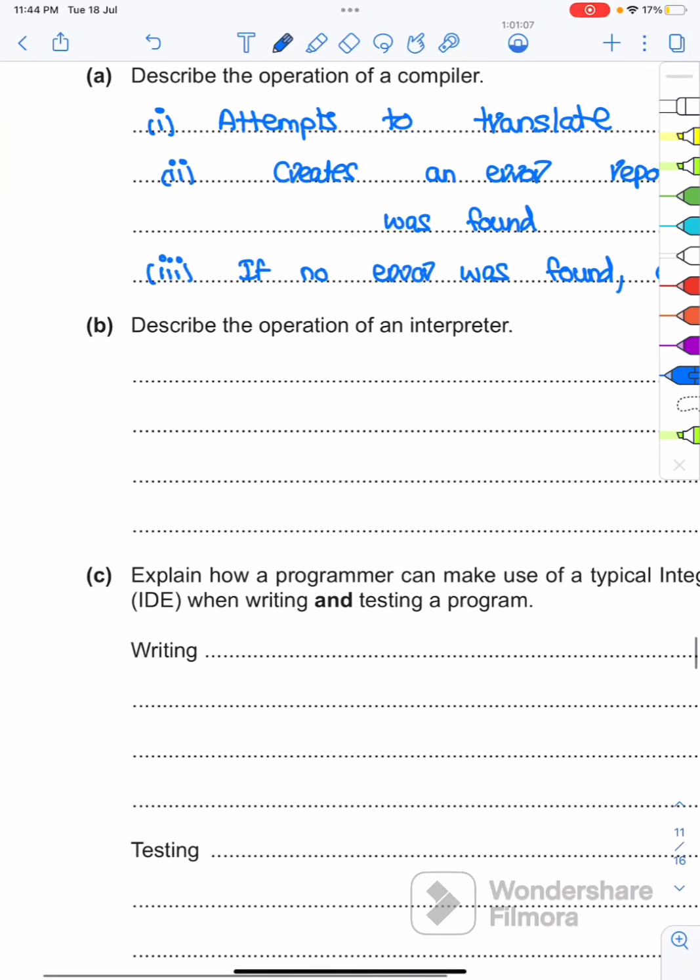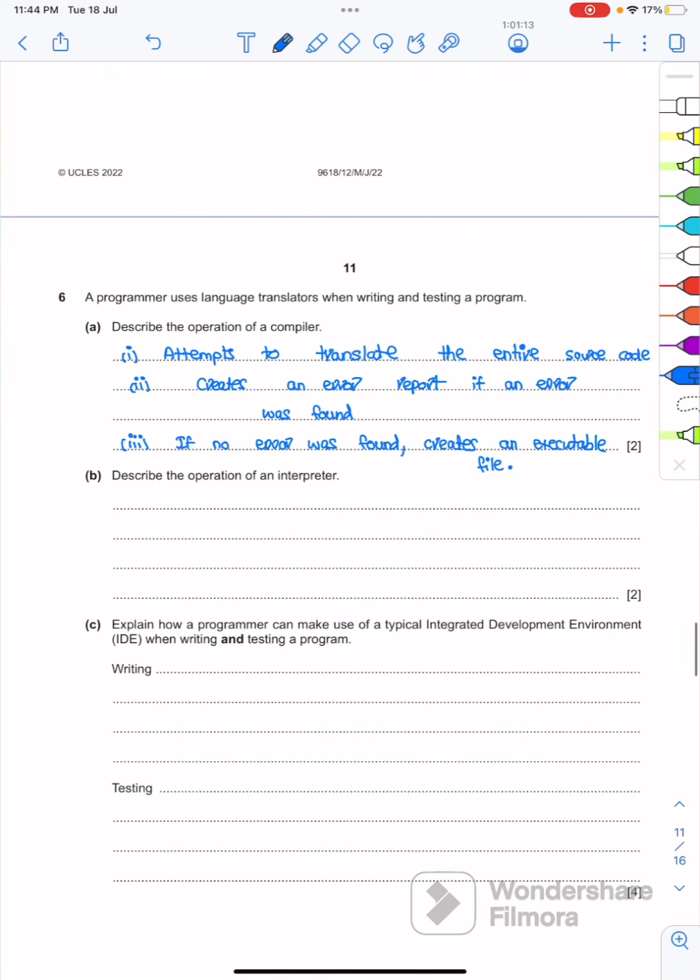And in the next part, funnily enough, they've asked you to describe the operation of an interpreter. So you can use this to gauge the differences between a compiler and an interpreter. An interpreter reads the code and executes it as you go on. A compiler reads through the entire code and then translates it. And this is the key difference: you can use an interpreter to translate the source code even if it is not complete. That is one of the advantages an interpreter has.